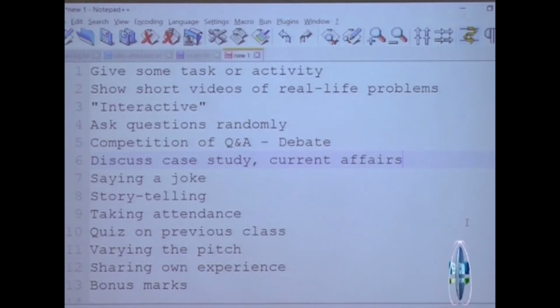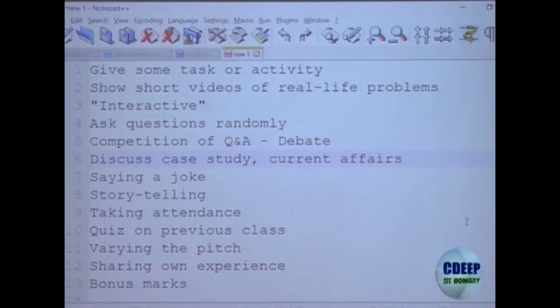Okay, give some task or activity. Will that sustain the engagement? Will that engage most of the class? Yes, provided the task has to be interesting, it has to be structured.